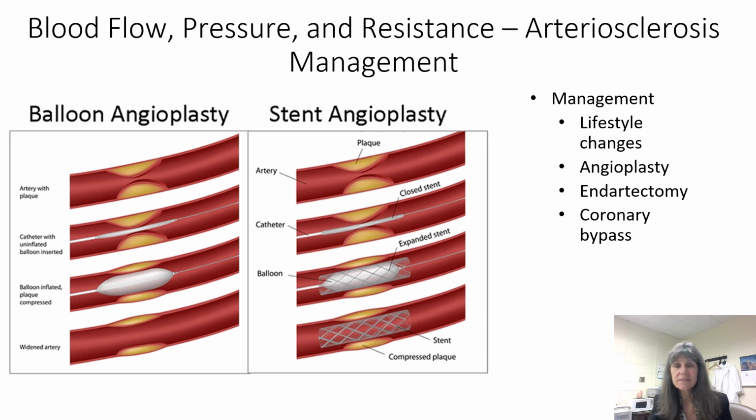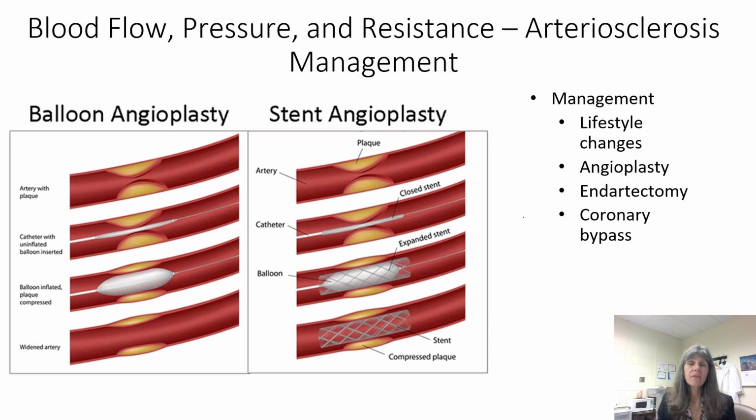Another type of stent that can be inserted in a procedure known as stent angioplasty is when a catheter is inserted and there's not just a balloon but a little mesh-like stent that gets inserted in that area to help protect that area of the blood vessel from collapsing down or closing in. And so that would be stent angioplasty.